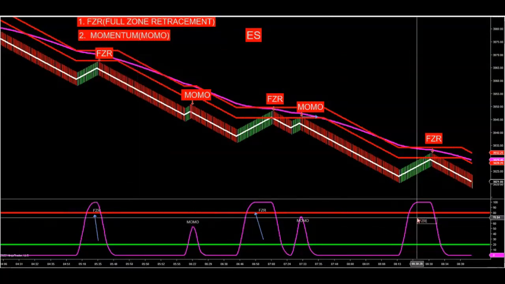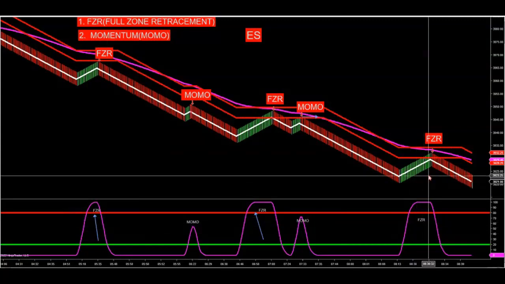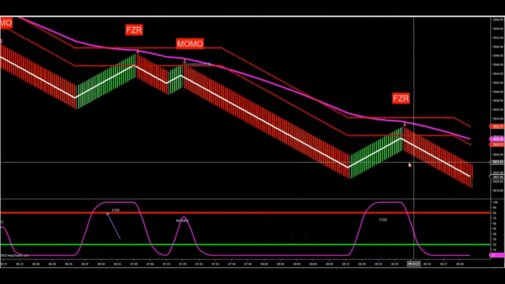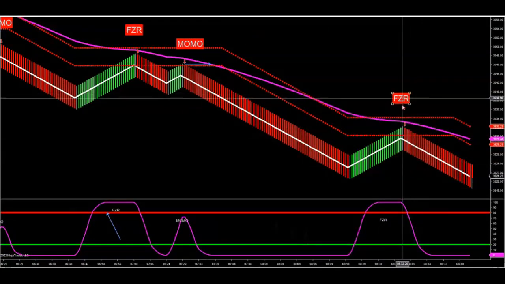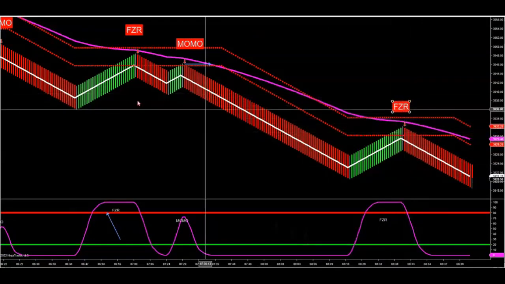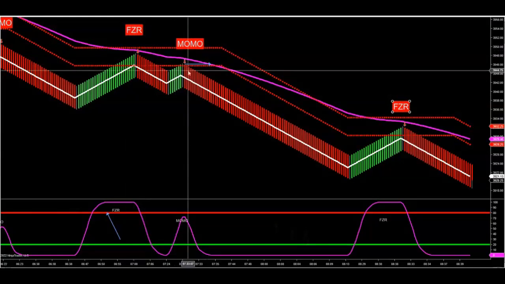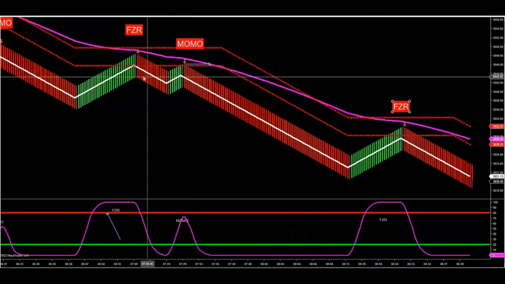Because what we can do is let the arrow confirm a reversal at the zone. Let it confirm here. Then check down to a smaller time frame for a momentum trade. Now let me show you how you do this. And this is pretty neat how this works if you pay attention.